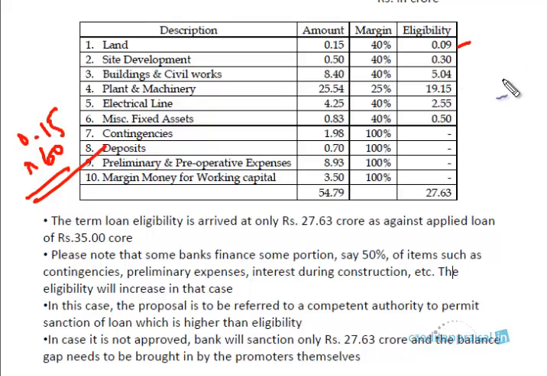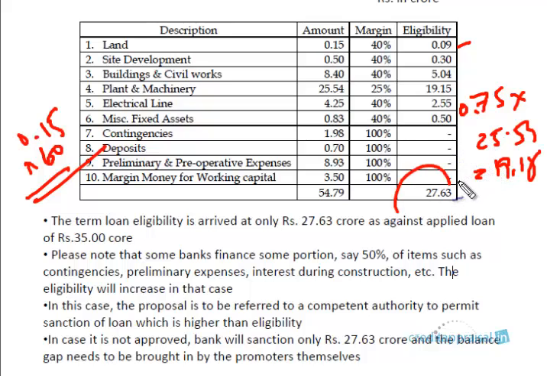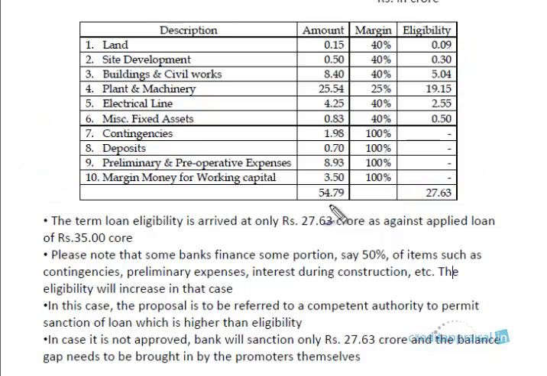So you work out for each and every item. This is 75% into 25.54, which will be 19.5. So for each item you calculate the eligibility and you will arrive at the total eligibility. In this case the company is asking for a term loan of 35 crores, whereas the actual eligibility is only 27.63 crores.